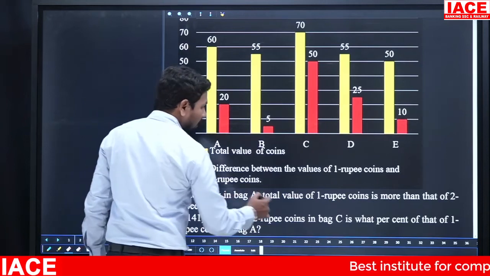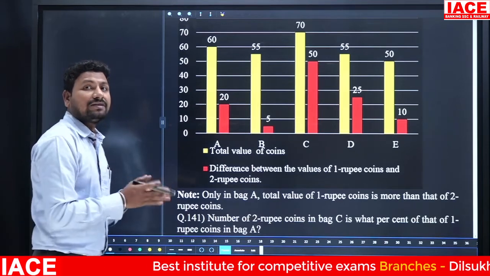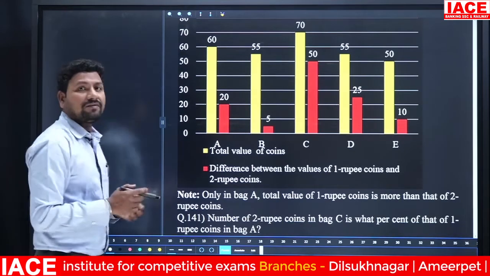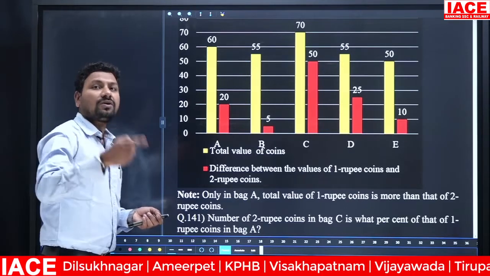Then, in bag A, we are talking about the total value, not the number of coins. It is the value of money. How do you get the value of money? Number of coins into coin value is equal to total money.